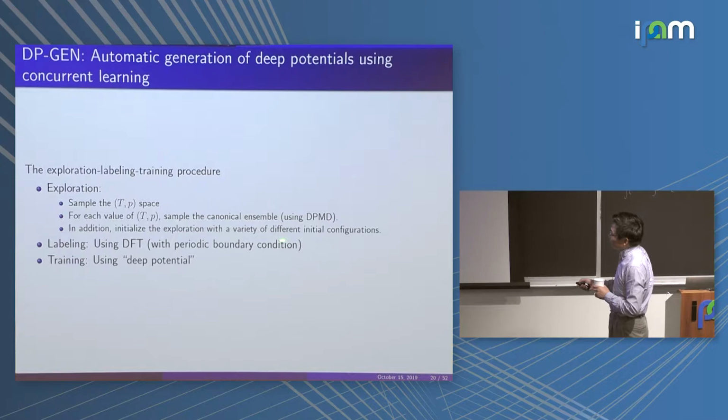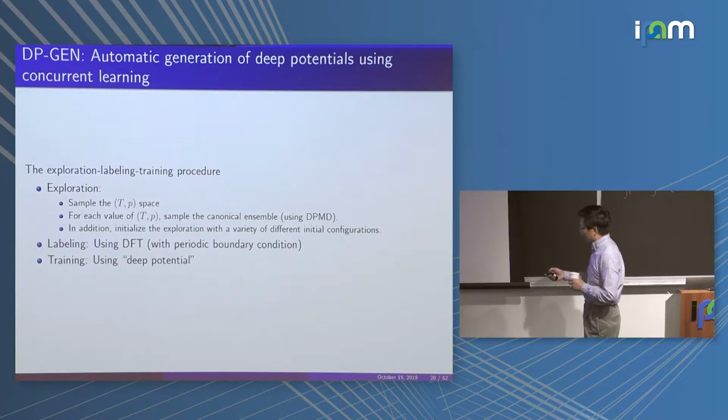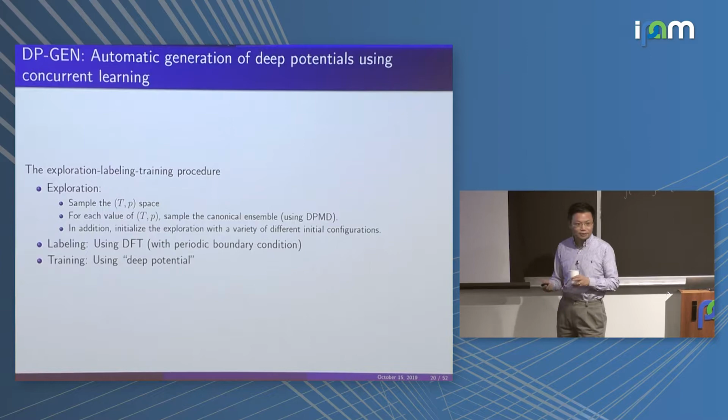In addition, we also initialize the exploration with a variety of initial configurations, different crystal structures, hexagonal, cubic, that stuff. Labeling is just done using VASP, DFT with periodic boundary conditions. And the training is the deep potential I just described. Okay, so you do that. So now, you don't need to generate data first. You just tell me whatever system you're interested in. This procedure will generate data and generate a model for you.